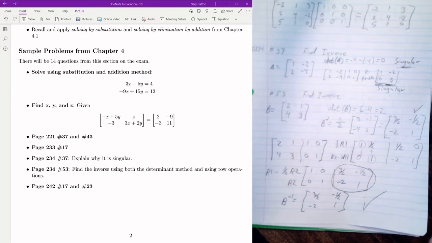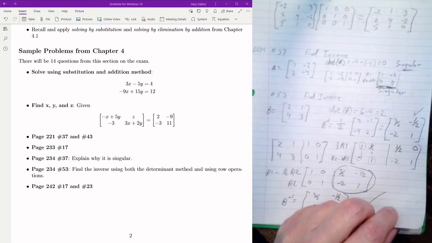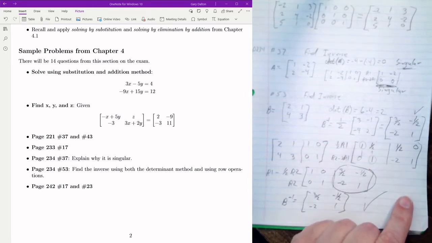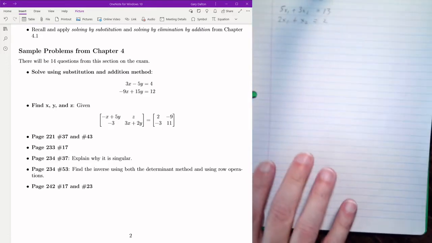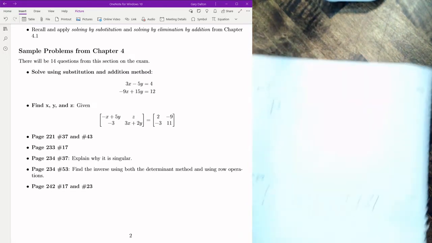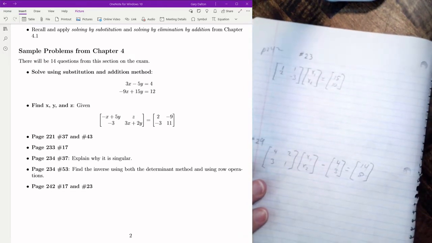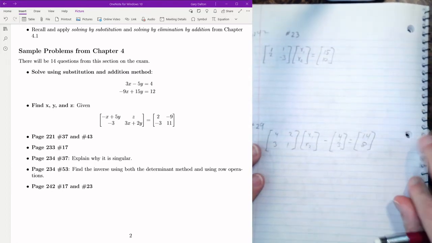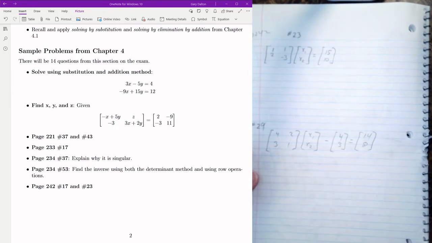Next up, that is page 234, number 37. And I also did number 53 from 234. We're going to do a couple others. And I may do more than just what's on here. In fact, I'm not doing number 17. It was pretty straightforward, so I'm skipping number 17. I'm going to do number 23 and then 29 from page 242.